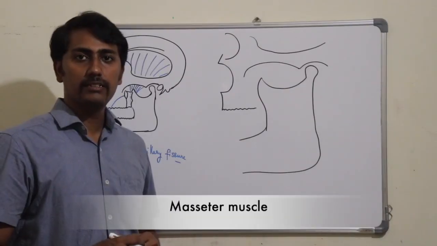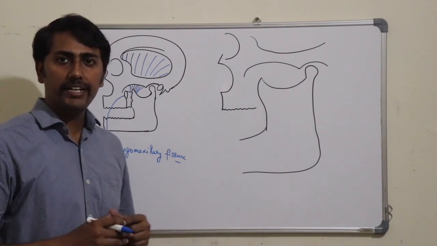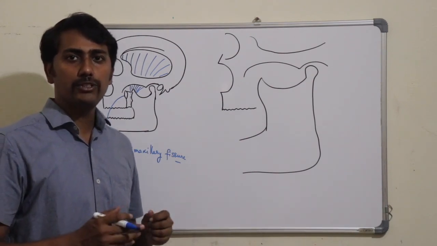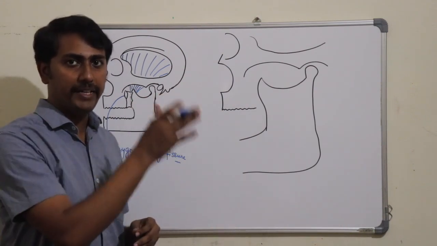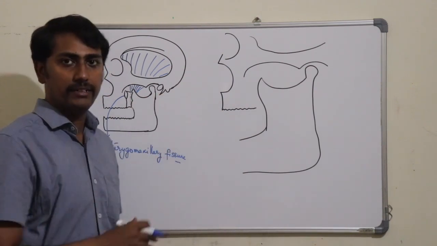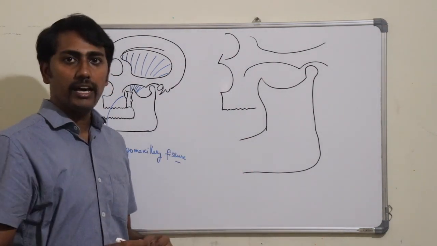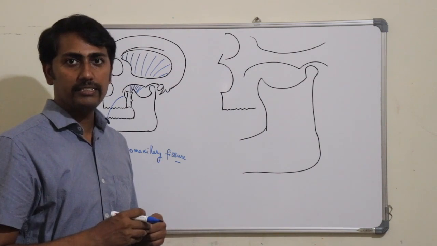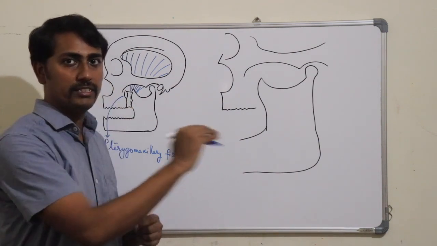Now the second muscle, that is the masseter muscle. The masseter muscle is quadrilateral in shape and can be divided into three layers: the superficial layer, the middle layer and the deep layer. The deep and the middle layers are vertically arranged and the superficial layer is arranged at an angle of 45 degrees with the horizontal.